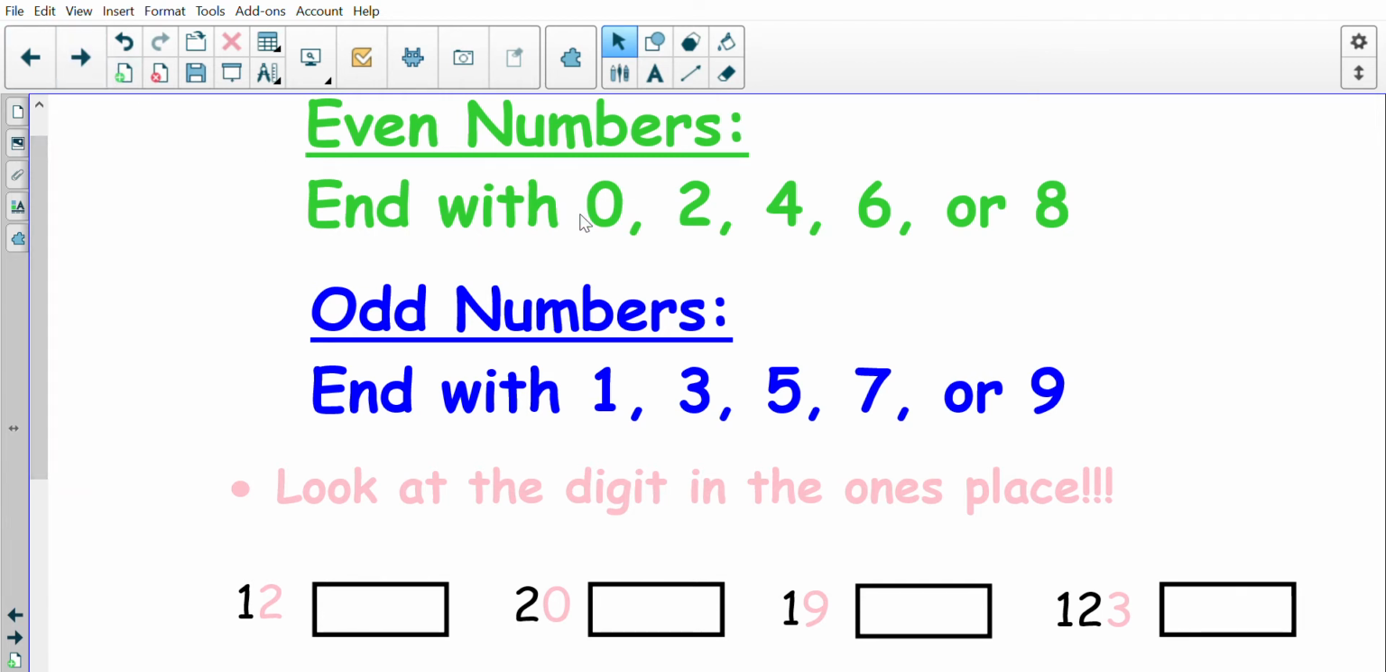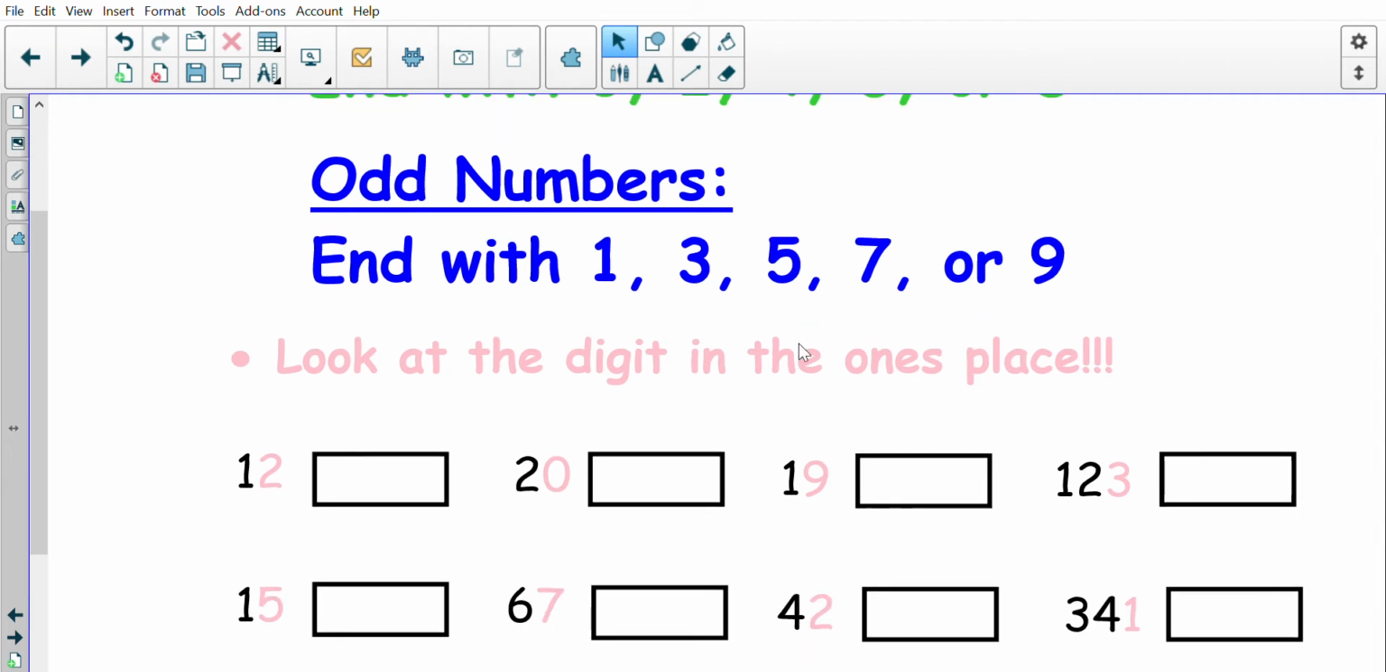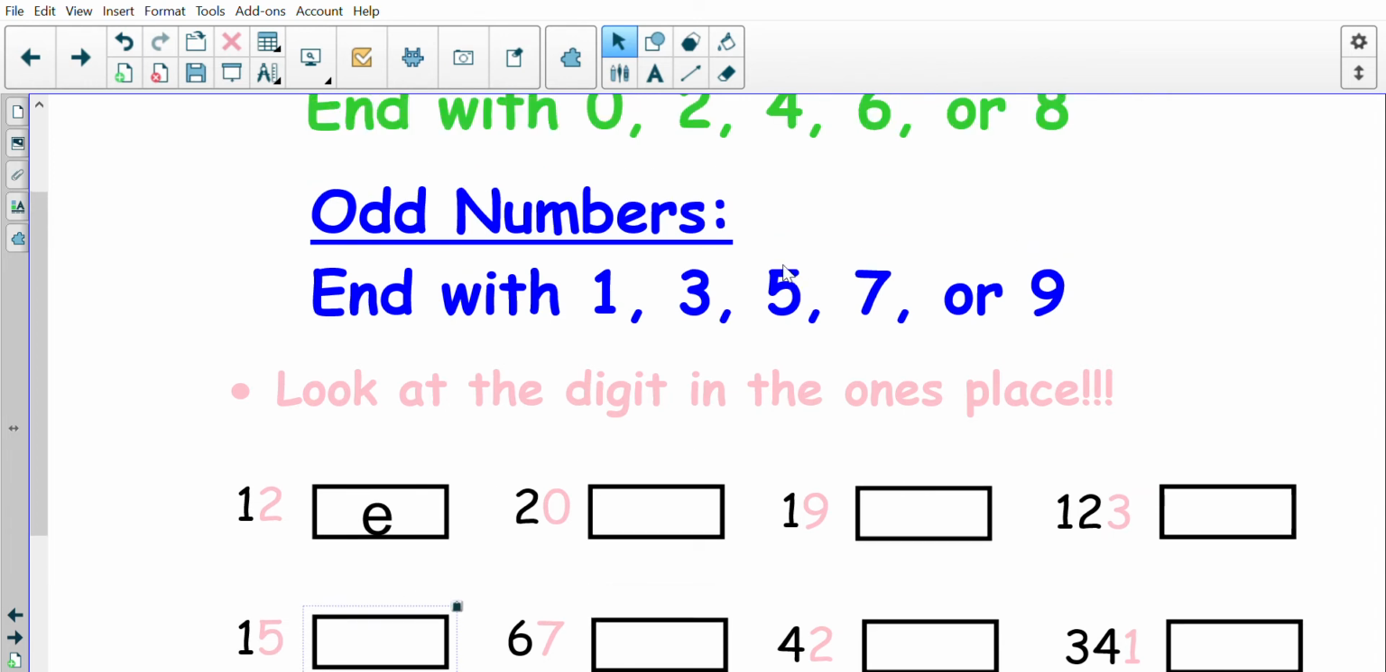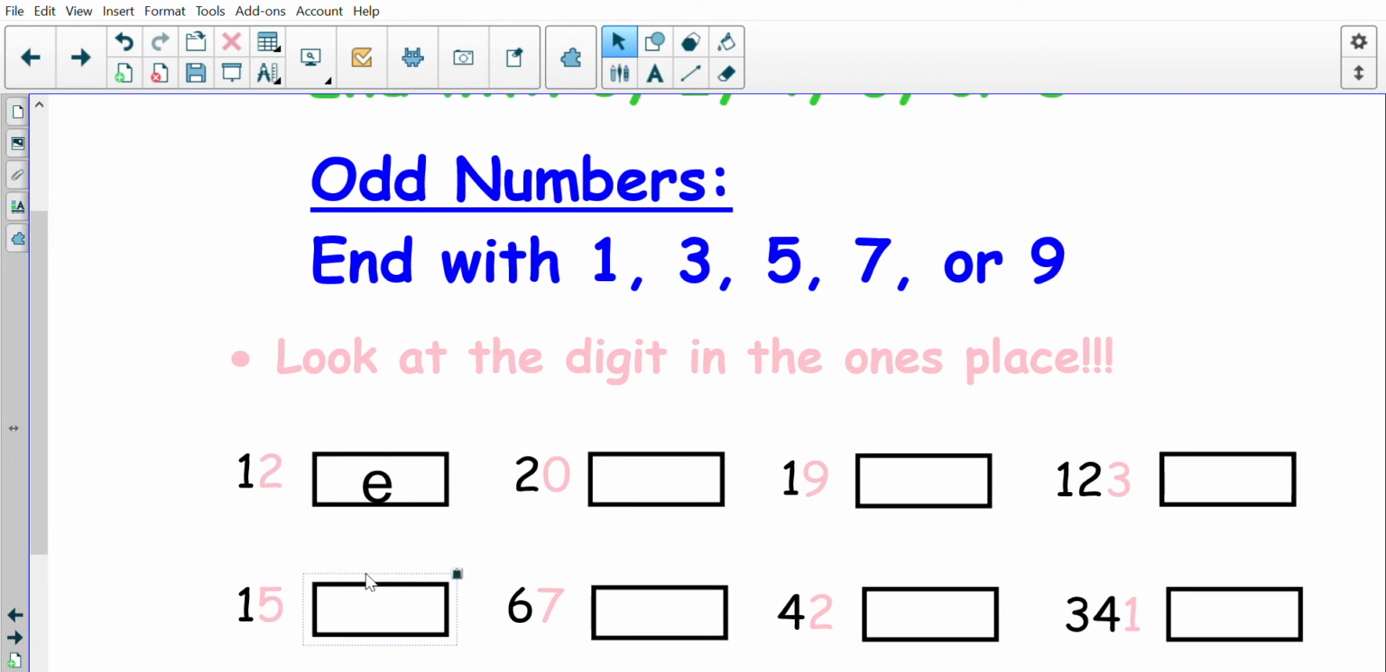So even numbers, remember anything that ends with 0, 2, 4, 6, or 8 is going to be even. Anything that ends with 1, 3, 5, 7, or 9 will be odd. And we'll test that out on some big numbers in a minute. But look in the ones place, it'll help you. So there it is, ending with 2. So we know that one would be even. Here we have 15 ending in 5. Well, 5 is in the odd spot. So we know that will be odd.